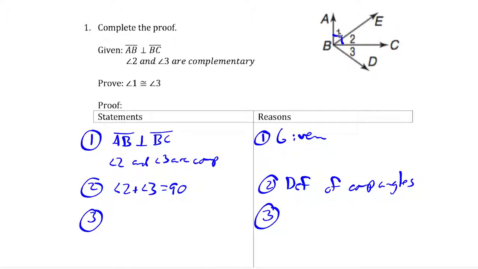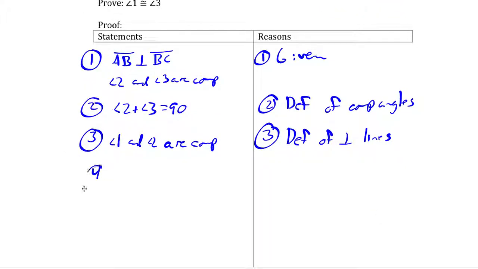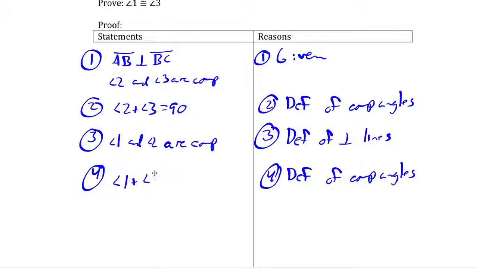Now because AB and BC are perpendicular, that means they form a right angle. So that means that angle 1 and angle 2 are complementary. And that's because of, we can say, definition of perpendicular lines. And if they're complementary, we can do the same reasons as step 2. I'm just going to copy that down because that means that angle 1 plus angle 2 is equal to 90 degrees.